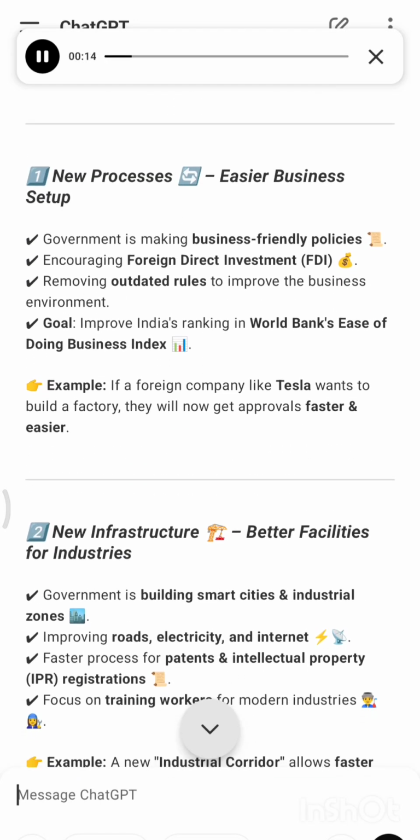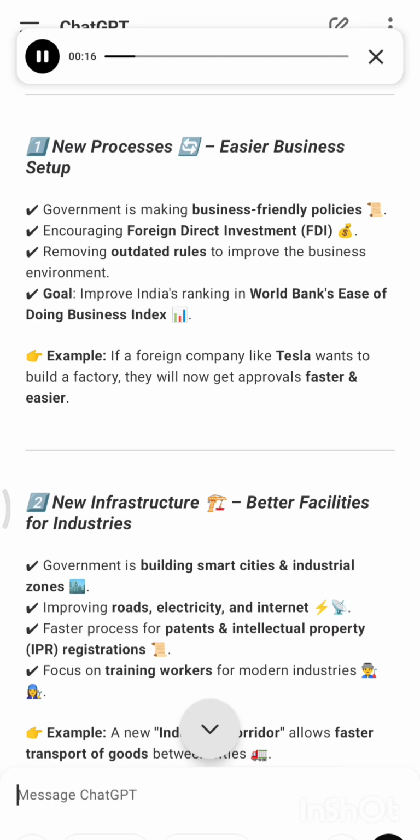1. New processes. Easier business setup. Government is making business-friendly policies. Encouraging foreign direct investment, FDI. Removing outdated rules to improve the business environment. Goal: improve India's ranking in World Bank's Ease of Doing Business Index. Example, if a foreign company like Tesla wants to build a factory, they will now get approvals faster and easier.